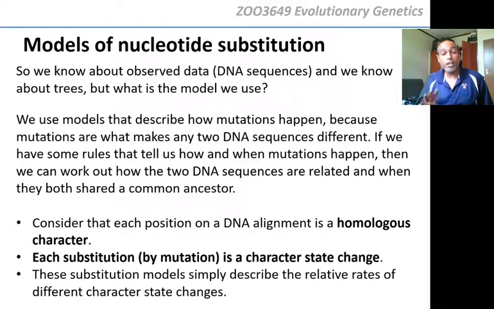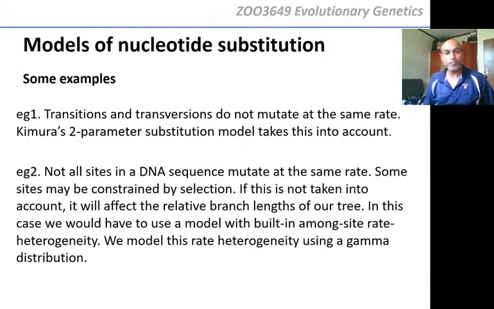So all we need to do with the substitution model is describe the rate at which the different characters change. How often do we go from A to G? How often do we go from G to A? How often do we go from C to T? And so on and so on. That is what our model is all about. Okay, I'll give you some examples, right?